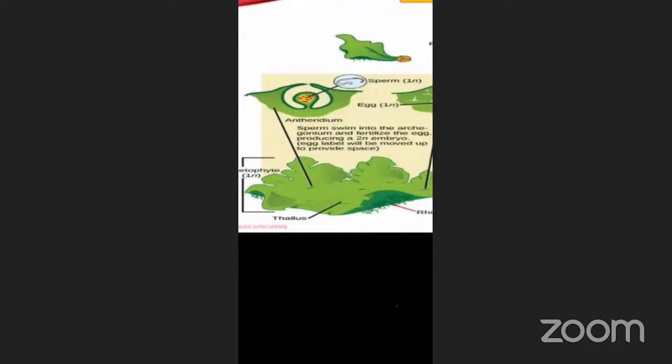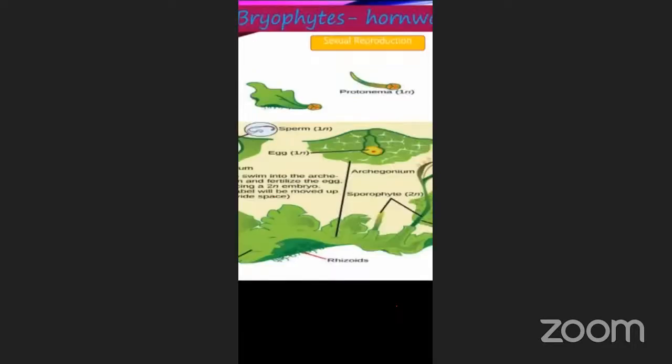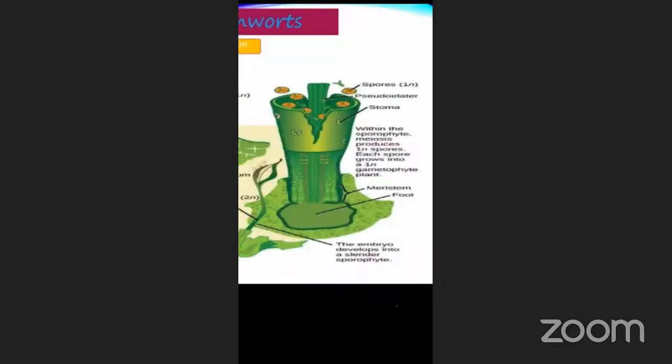In the sporophyte, we already discussed that the sporophyte of the bryophytes is completely dependent on the gametophyte. Okay? So, this sporophyte is differentiated into foot, seta, and capsule. What is the function of the foot here? See here, I will show. You can see what the function of foot, seta, and capsule is. See here.